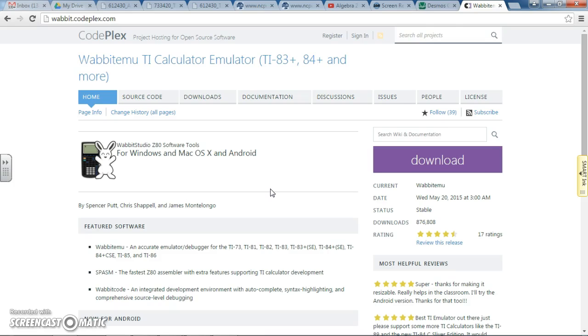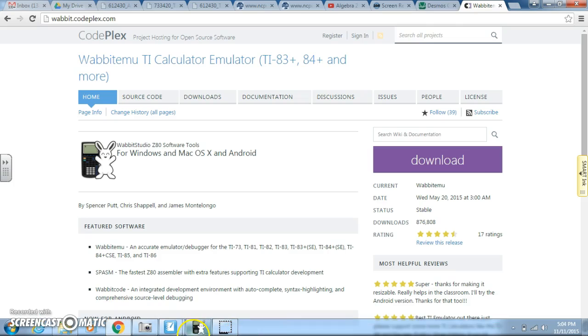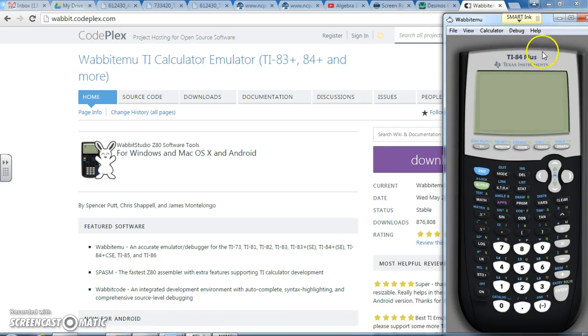Mine, for some reason, does not work. I've tried to get it to work, but I got the new TI-84 Plus look, but it's still the same functions as the old calculator. Don't ask me, I don't know what happened.